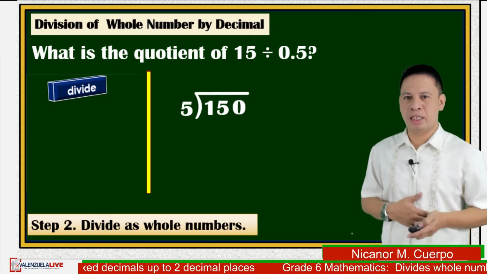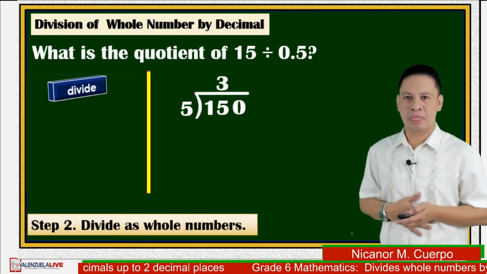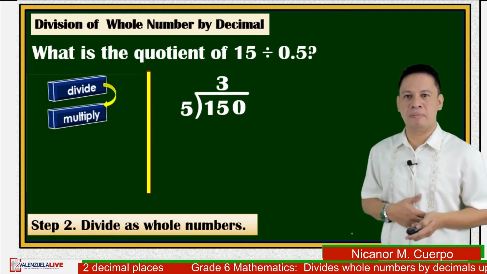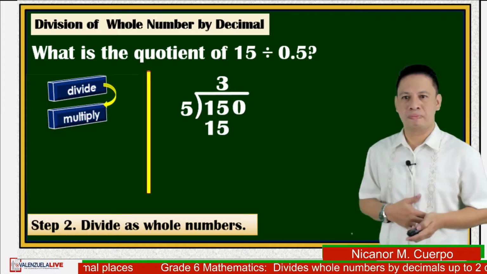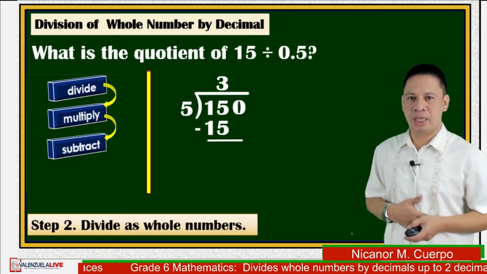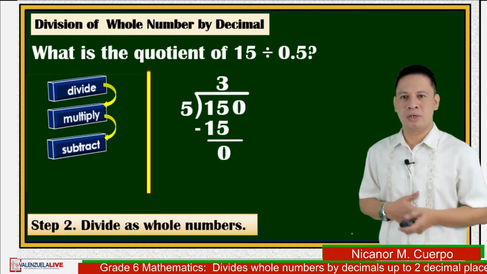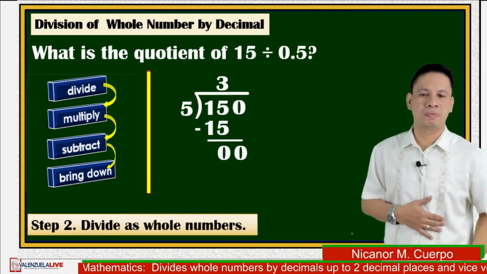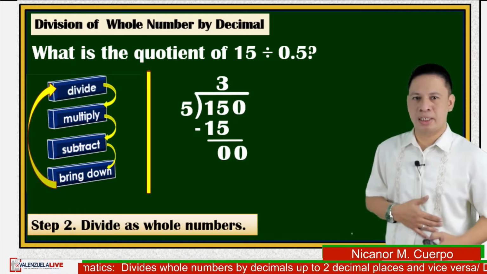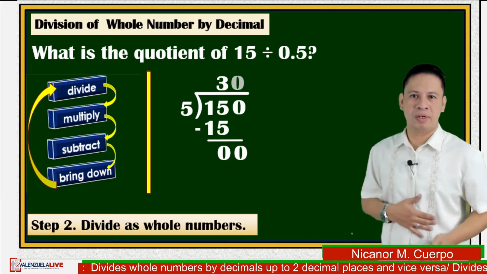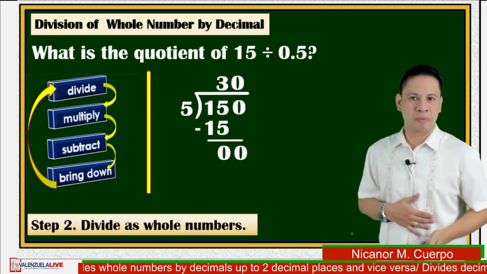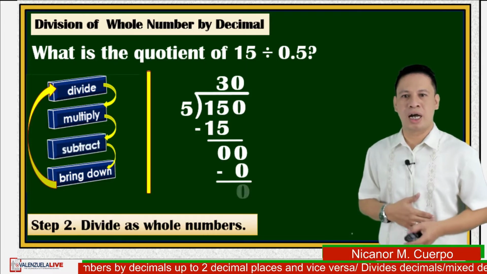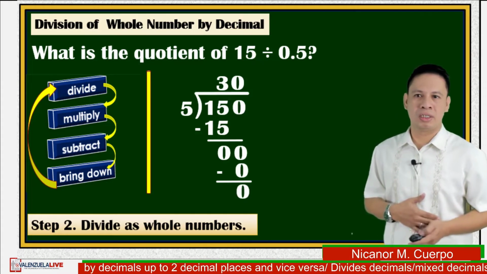So 15 divided by 5 equals 3. Then multiply, 3 times 5 equals 15. Then subtract, 15 minus 15 equals 0. And then bring down. Bring down 0. Then repeat the process. 0 divided by 5 is 0. Then multiply, 0 times 5 equals 0. Then subtract, 0 minus 0 equals 0.